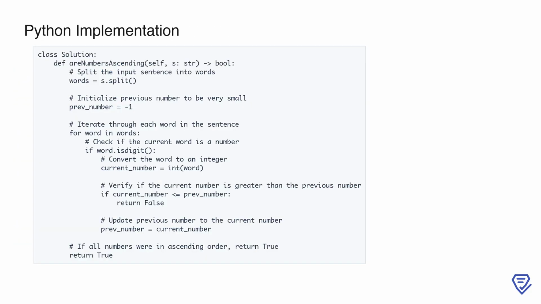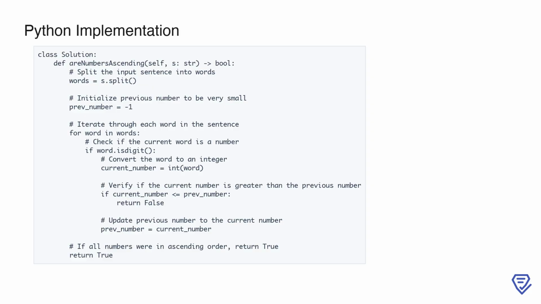This Python implementation solves LeetCode problem number 2042, Check if Numbers Are Ascending in a Sentence. The problem requires us to determine if the numbers present in a given sentence appear in strictly ascending order. The solution begins by splitting the input sentence into individual words using the split function. This produces a list of words, which includes both numeric and non-numeric tokens.